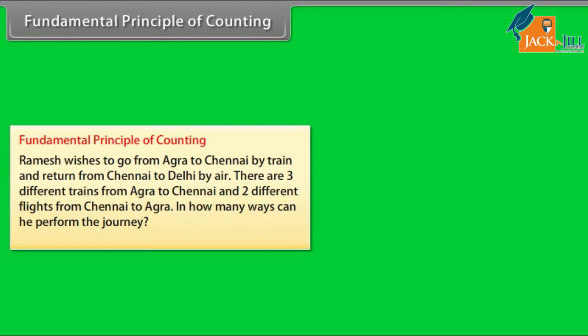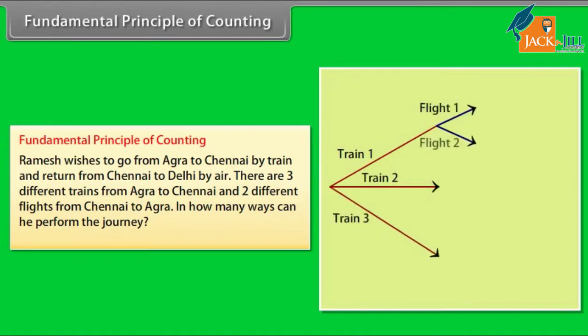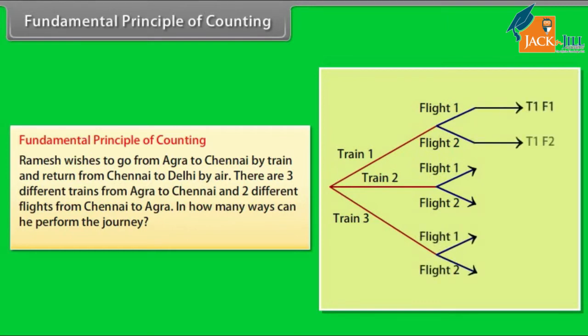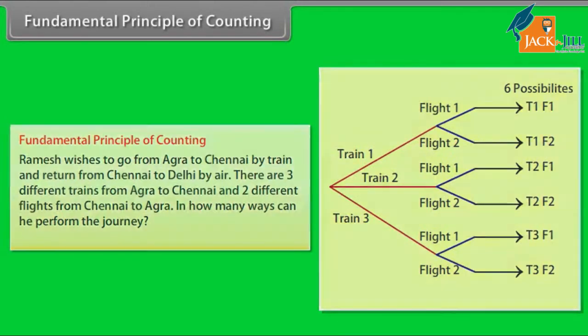Solution: since he can choose any one of the 3 trains for going to Chennai, and for each such choice, he has 2 choices for returning to Agra, he can perform the journey in 3 × 2 ways, that is, 6 ways. The fundamental principle of counting is stated below.